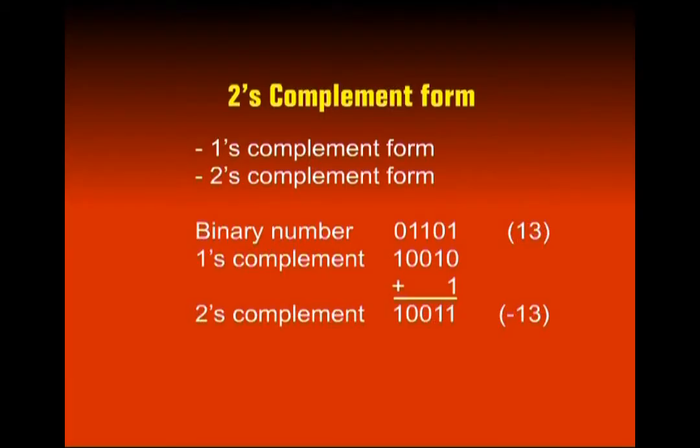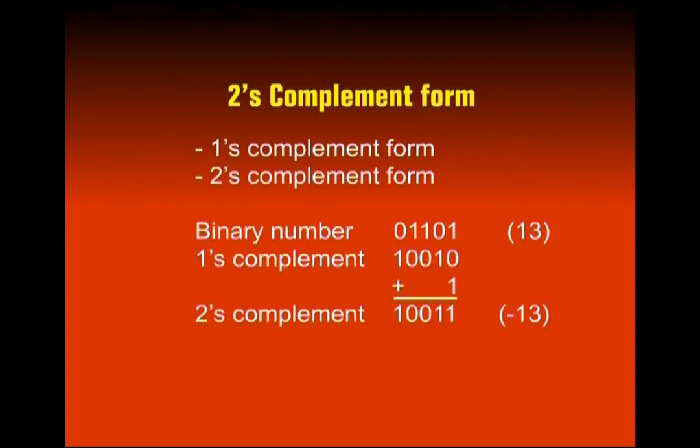Consider decimal 13 represented in its 2's complement form. So it is 01101. To represent negative 13, you have to take its 2's complement. So before you take its 2's complement, you have to calculate or take its 1's complement. It is 10010. To the 1's complement of 13, you add a 1, you end up with 10011, which is 2's complement of negative 13.